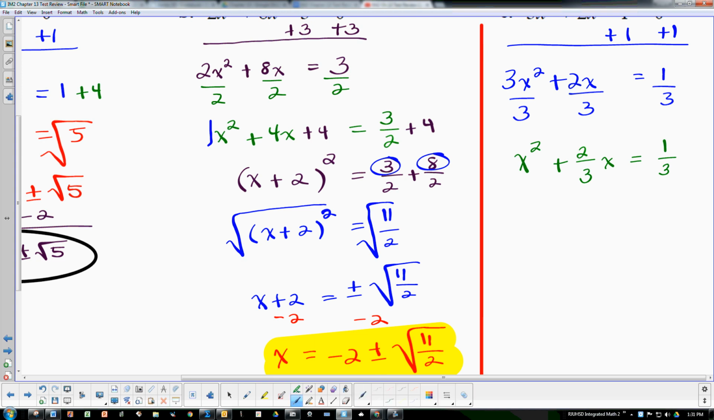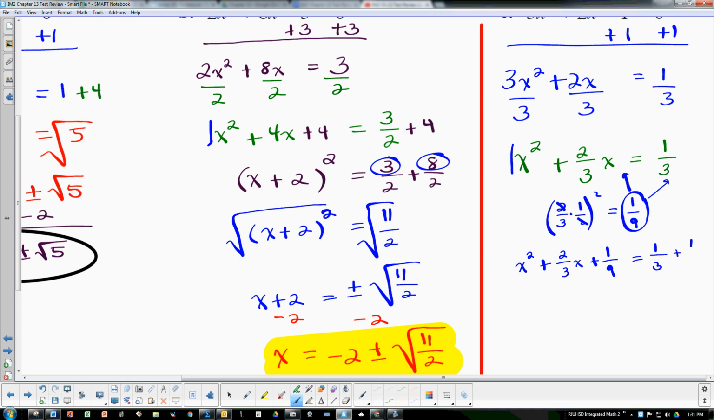So what I'm going to do is I need to recognize that this is a 1 here. So that means I can take 2/3, cut it in half, and then square that. That's going to be equal to, well, 2 over 2 cancel, and that's 1/3 squared, which is 1/9. So this is the value that I need to complete the square, so that has to be added onto both sides. So let's do that. I have x squared plus 2/3 x plus 1/9 is equal to 1/3 plus 1/9.